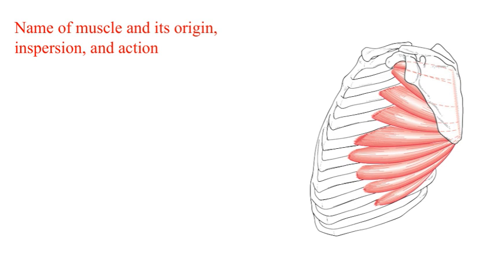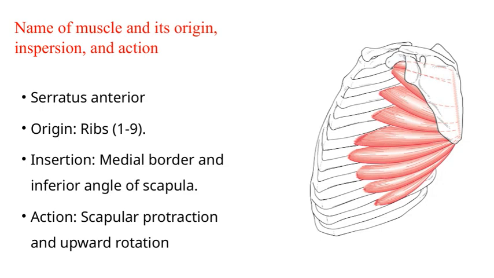The action describes what the muscle does when it contracts, whether it flexes a joint, extends it, or performs some other movement. By connecting these details, we get a comprehensive picture of how muscles work together to facilitate our movements and maintain stability. It's this foundational knowledge that underpins our understanding of the entire muscular system and how it supports our body's function. Let's take a closer look at the serratus anterior muscle.